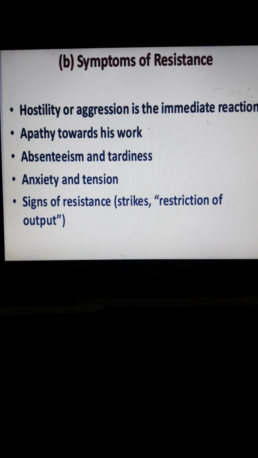So, there is still resistance. Symptoms of resistance. So, aggression, immediate reaction, apathy towards his work. Pwede magkaroon ng apathy towards his work. Absenteeism, tardiness, anxiety, tension. Signs of resistance, strikes, restriction yan, nagkaroon ng strikes, welga na, hindi na nila kaya yung mga bagong pamalakad ng bagong management. So it will also create already a conflict.